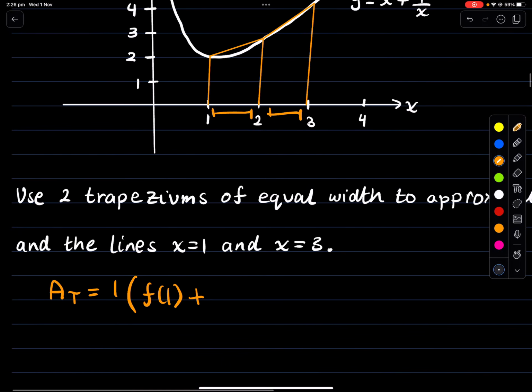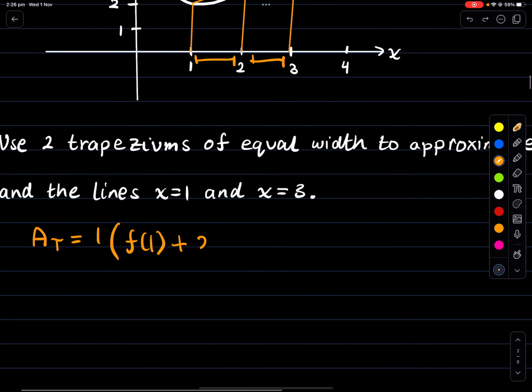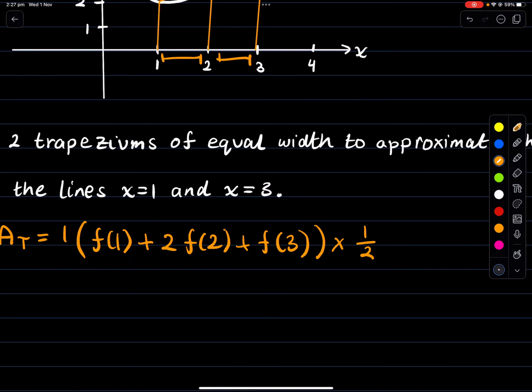Plus, what's the next line? Which is here. Because it's in the middle, anything that's between 1 and the 3, it's going to have twice f. So this will be 2 f of 2, as you can see. Plus, because this is at the end, we're just going to write f of 3, and at the end, don't forget the half, because remember, using the trapezium rule, we can't forget that half.